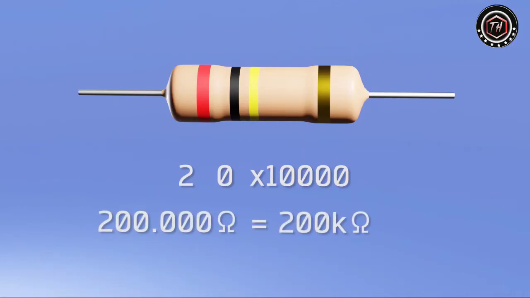And the last band that is left, corresponds to the tolerance of this value. As we saw earlier, a lot of precision is required to generate an exact value. In this case, gold means that the tolerance of the value is plus minus 5% of the defined value.